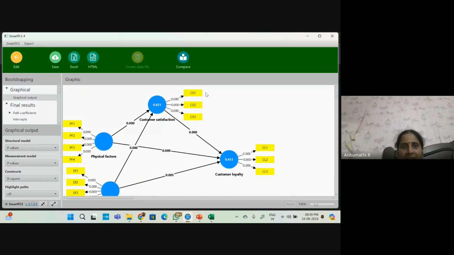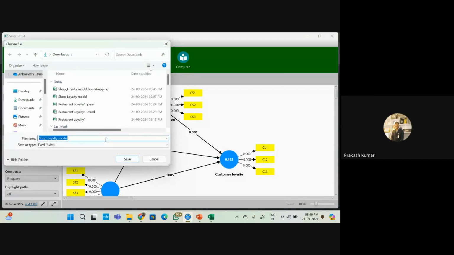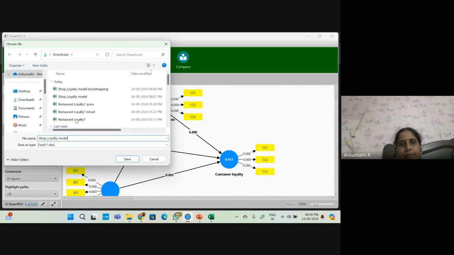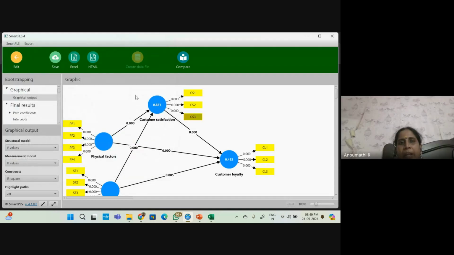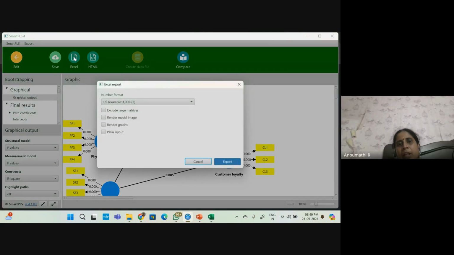So go to Excel and again the same thing, export, and whatever model you give bootstrapping. Where is that, madam? I did not see that option at all. In the top you have the Excel option. Click this, you will have a pop-up window where the same thing, render model image, graphs, plain layout, and press export.